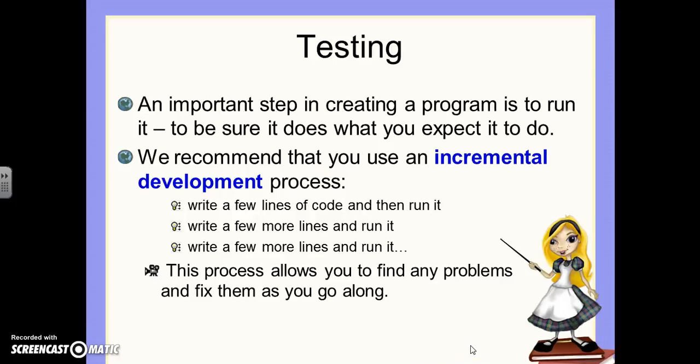Once you have the program code written, then the next step is going to be to test it. So an important step in creating a program is running it to make sure that there are no errors. It's recommended that you write a few lines of code and then run it to make sure that your code is executing correctly before moving on to the next set of code instructions. Write a few more lines and a few more lines, run it until you have the code completed, you have the program running the way that you want it to run, and there are no errors. This process is going to allow you to find any problems and fix them as you go along.